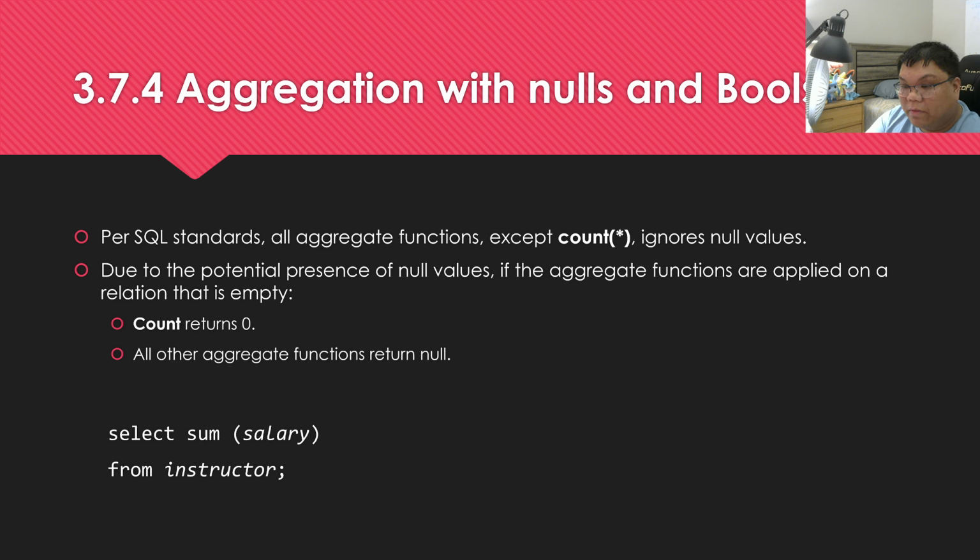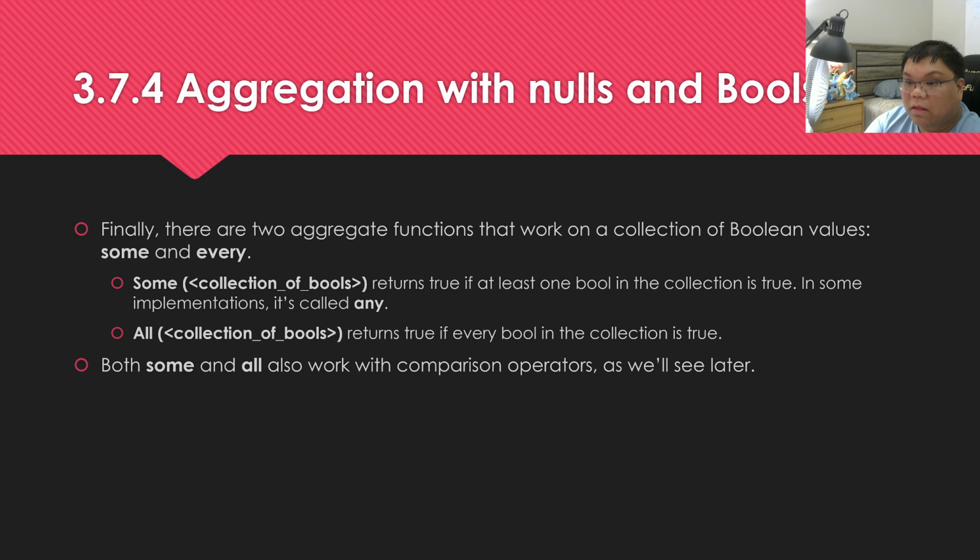Finally, there are 2 aggregate functions that work on a collection of Boolean values, some and every. Some returns true if at least one bool in the collection is true. In some implementations, it's called any. All returns true if every bool in the collection is true. Both some and all also work with comparison operators.